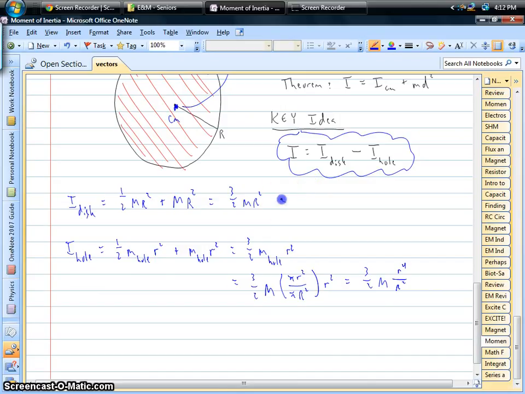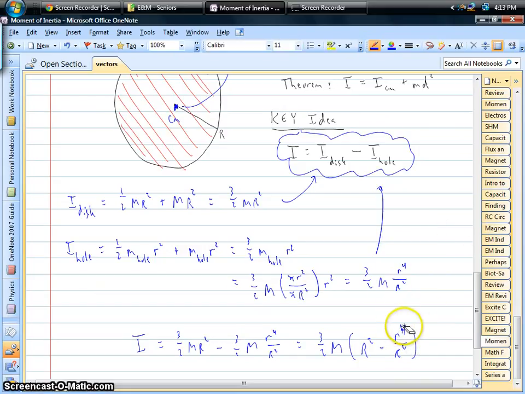Okay, so if we include these now in our formula here, we can get the moment of inertia of the system. So we're going to have the 3/2 m big R squared minus 3/2 m r to the 4th over big R squared. And this one we can go ahead and simplify just a little bit to get some final expression. Okay, that's supposed to be r to the 4th power up there.